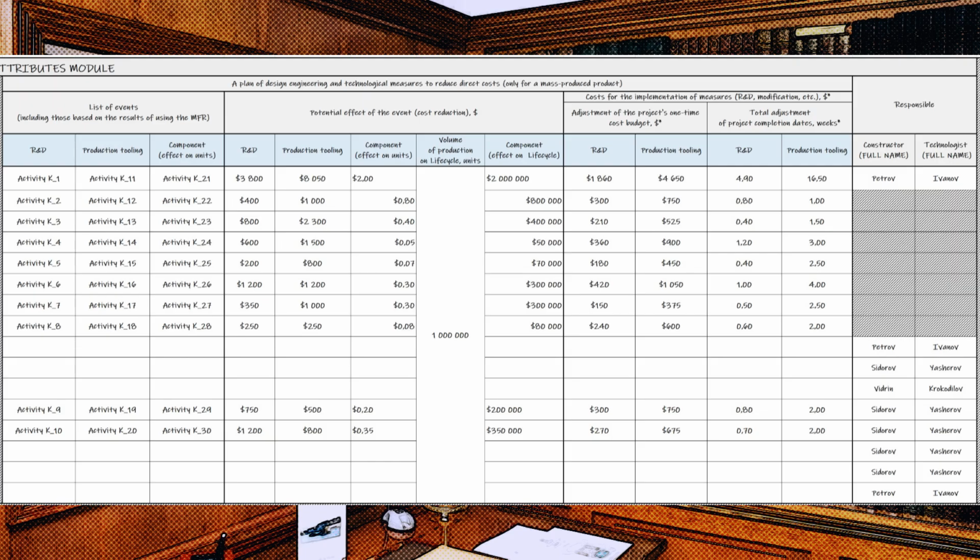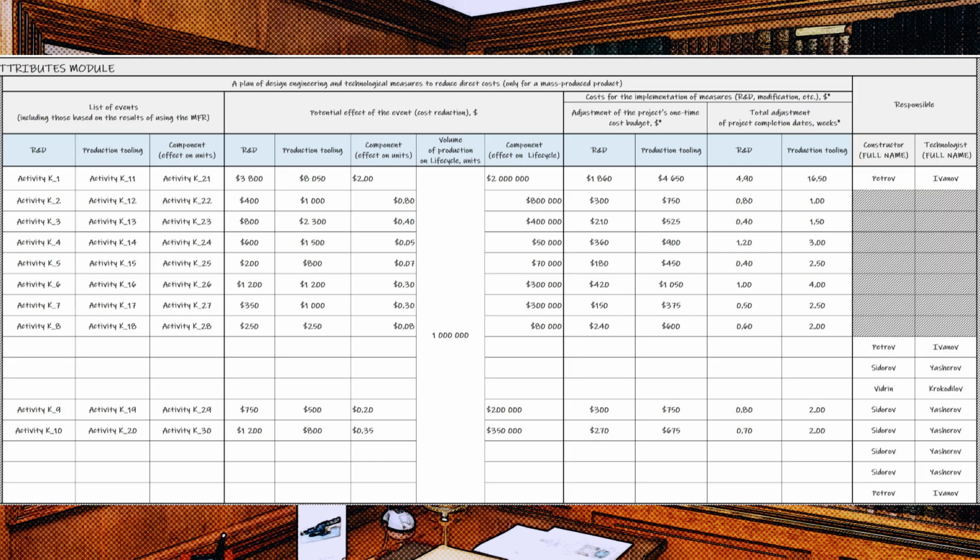For example, the methods of engineering brainstorming, the difference of which from classical brainstorming we considered within the framework of issue number 13, or the methods of factor research, or MFR, which was reviewed within the framework of issue number 9. The reference subblocks marked with asterisks include the costs of implementing activities or R&D or refinement, etc., adjustment of the budget of the one-time project costs block, and the total adjustment of project completion dates, weeks.